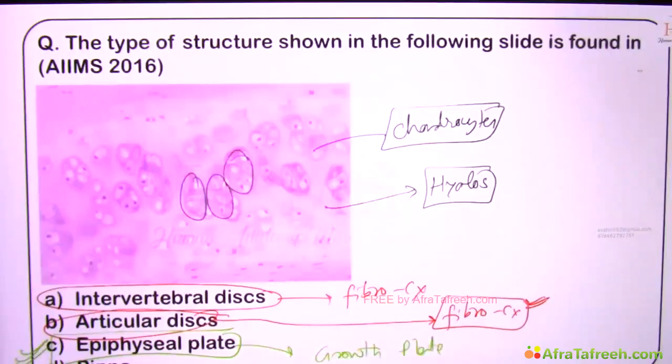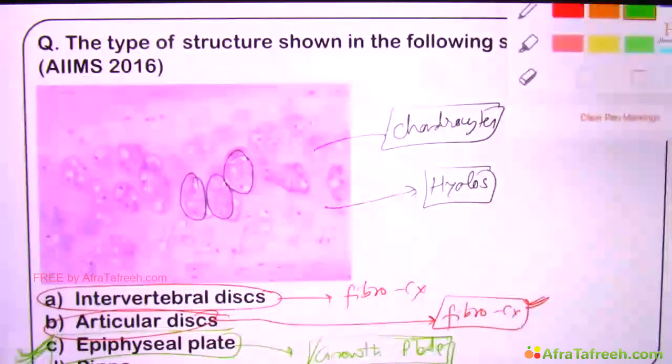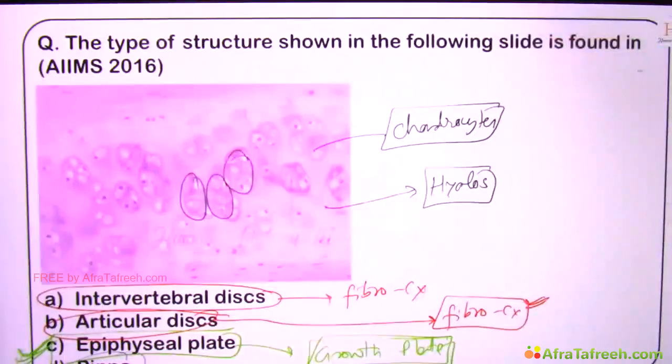If you say the answer is the epiphyseal plate, the other name of the growth plate, is it hyaline cartilage? Yes, it is hyaline cartilage. We'll later see the development of bone and there you'll find that it is hyaline cartilage. Then what is pinna? Pinna, we already know, is elastic cartilage. So we'll keep our answer as the epiphyseal plate, the growth plate, because this diagram is that of hyaline cartilage.